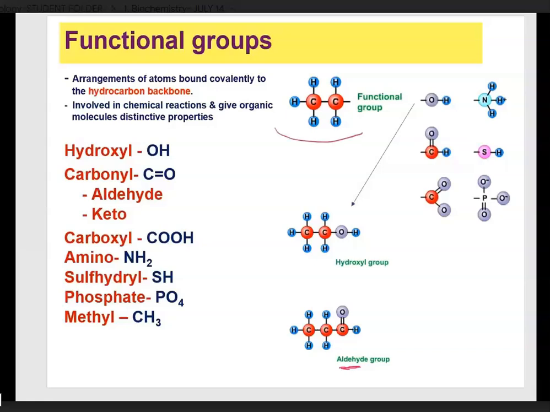And when there is a molecule made up of a hydrocarbon backbone, there's going to be a functional group attached, and this is the part of the molecule that's going to be involved in the chemical reaction. So we are going to look at hydroxyl, carbonyl, carboxyl, amino, sulfhydryl, phosphate, and also the methyl group.